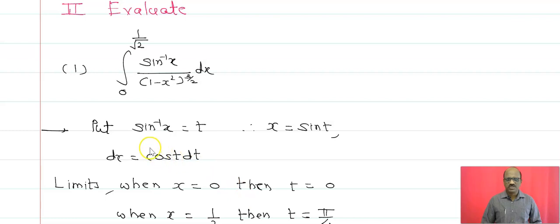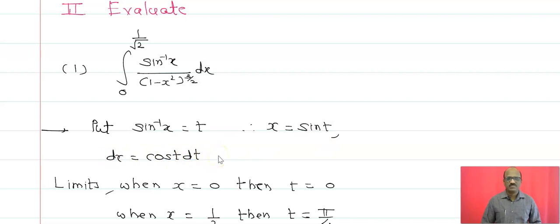Now the first question is the integral from 0 to 1 over root 2 of (sine inverse of x over 1 minus x square) raised to 3 by 2 dx. Here we will substitute: put sine inverse of x equals t. Therefore x equals sine t, and dx equals cos t dt.